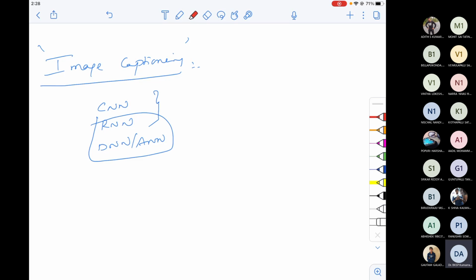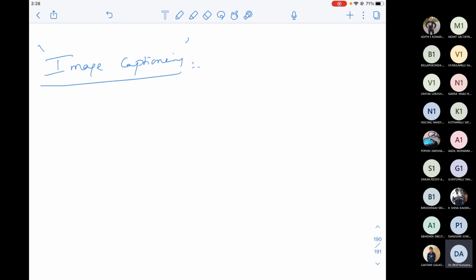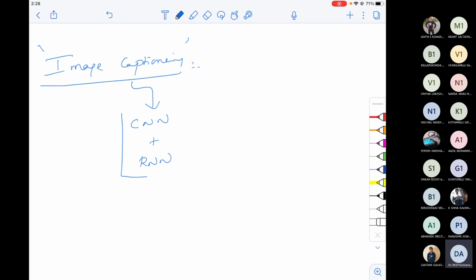Yes. Image captioning is one of the applications that requires a combination of two architectures, that is CNN plus RNN. Very important combination, very crucial application. But how do we connect? That's the most important thing. How do I connect CNN plus RNN?